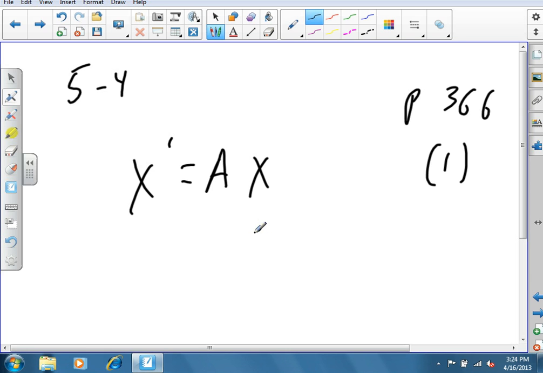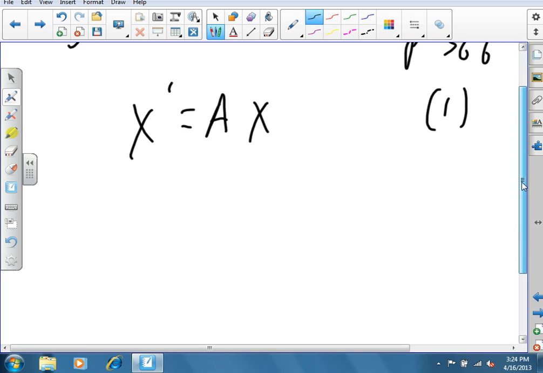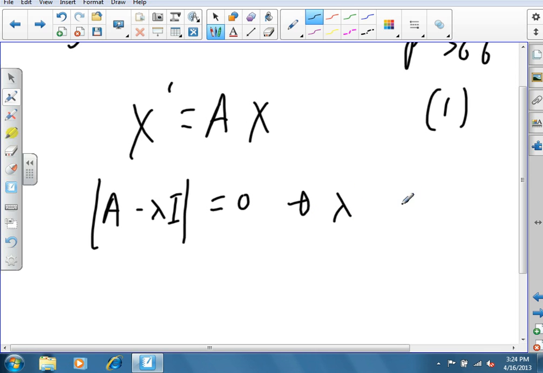Okay, so what I'm going to do is I'm going to use the theorem on page 367, and I'm going to look at the determinant of A minus lambda I. I'm going to set it equal to 0. And with that, I'm going to find lambdas. And these lambdas are my eigenvalues. If this is a 2 by 2, then I'm going to have 2 eigenvalues. If it's a 3 by 3, I'm going to have 3 eigenvalues. For 4 by 4, I'm going to have 4 eigenvalues. Okay?